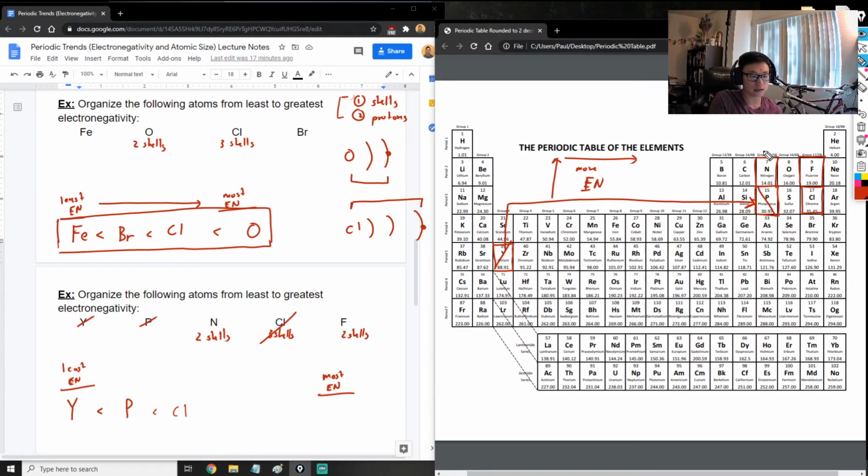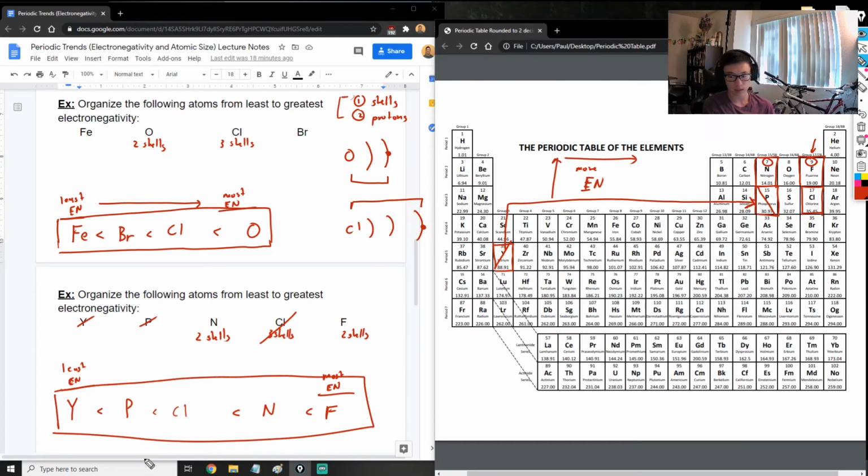Alright, and then for the last two, we can do one of two things. We can look at the protons, or we can just follow the pattern. If we follow the pattern, the one that's more top right is going to be more electronegative. So we can easily guess that it's going to be N and F. But you can also look at the protons. Fluorine has more protons. More protons means a stronger magnet, which means that fluorine is more electronegative. And there you go. We have our answer. It'll be Y, P, Cl, N, and F is the most electronegative.